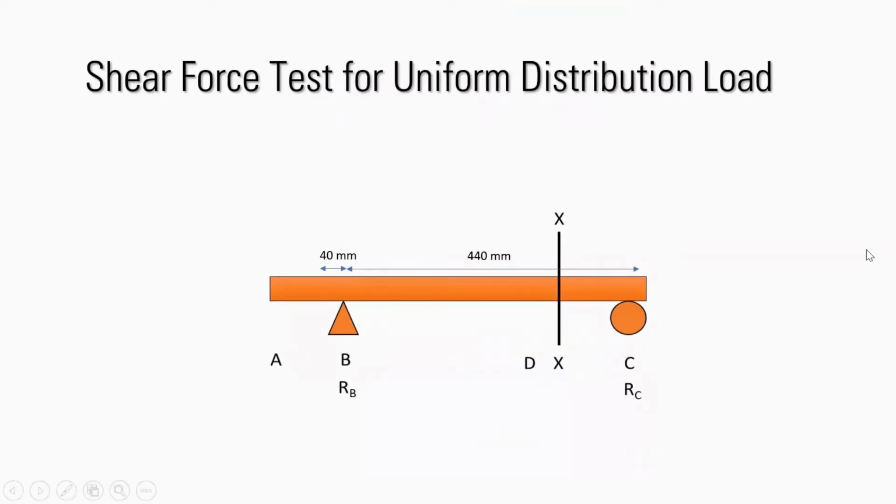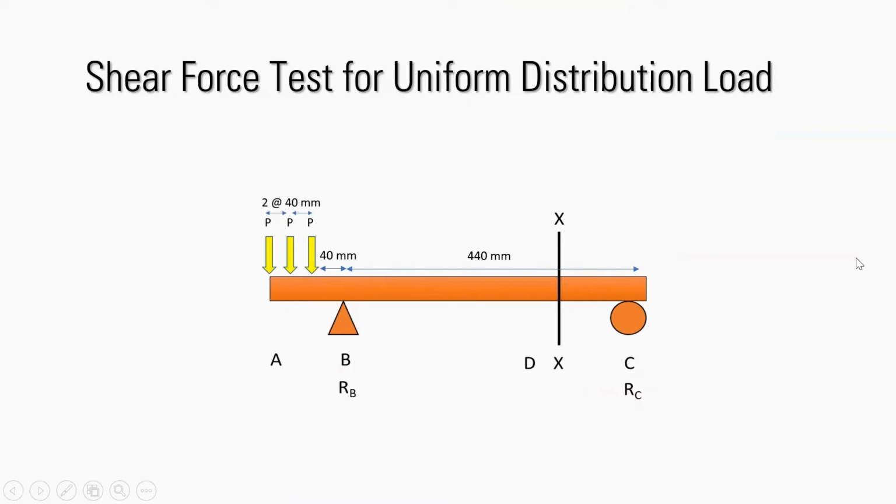Next, we are going to start with the shear force test for uniform distributed load. And in our case, we are going to use the load P with 200 grams, and we will place the first one to the left of point B with 40 mm, and the other two also, but with a separation distance of 40 mm from the first P.